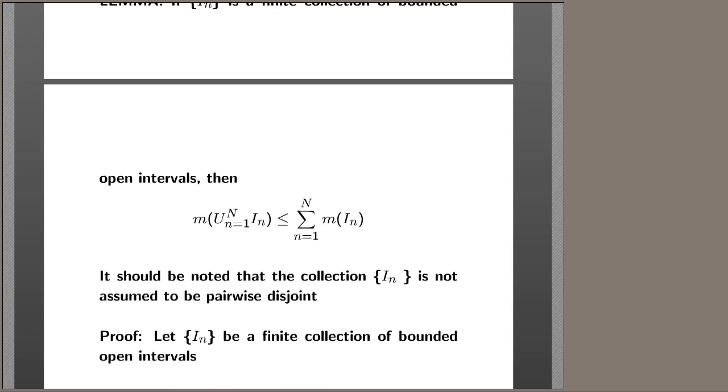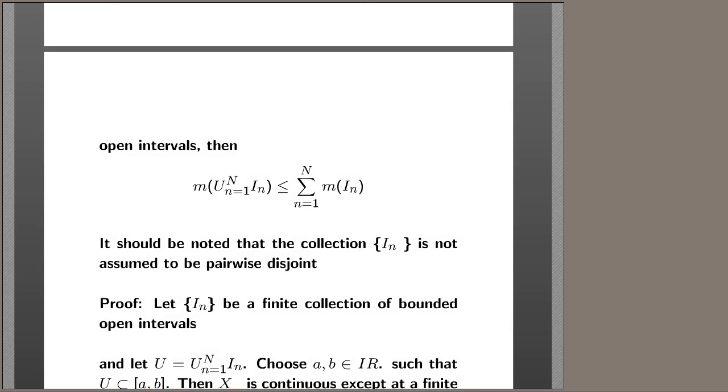Here is the lemma. If the collection I_n is a finite collection of bounded open intervals, then the measure of the union of these I_n's is less than or equal to the summation k from 1 to n of the measure of each of them. The measure of the union is less than or equal to the summation of measures.